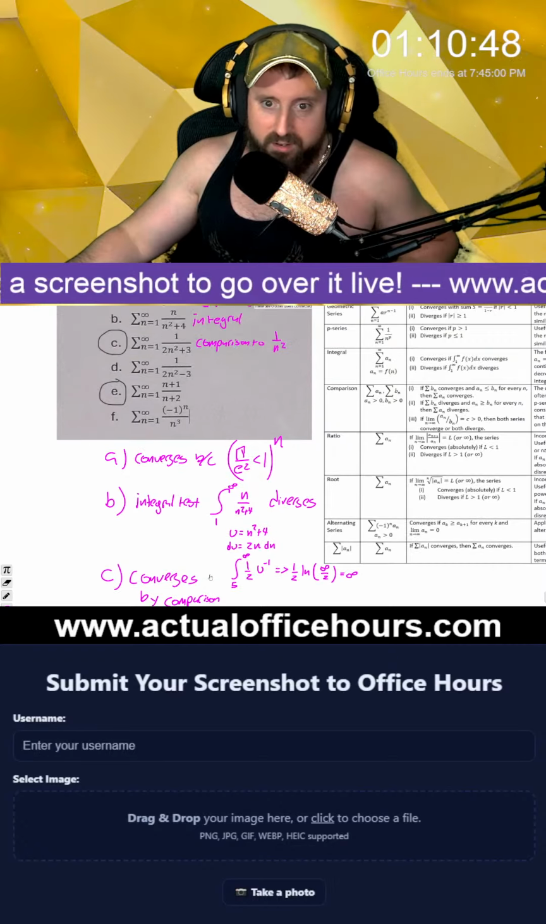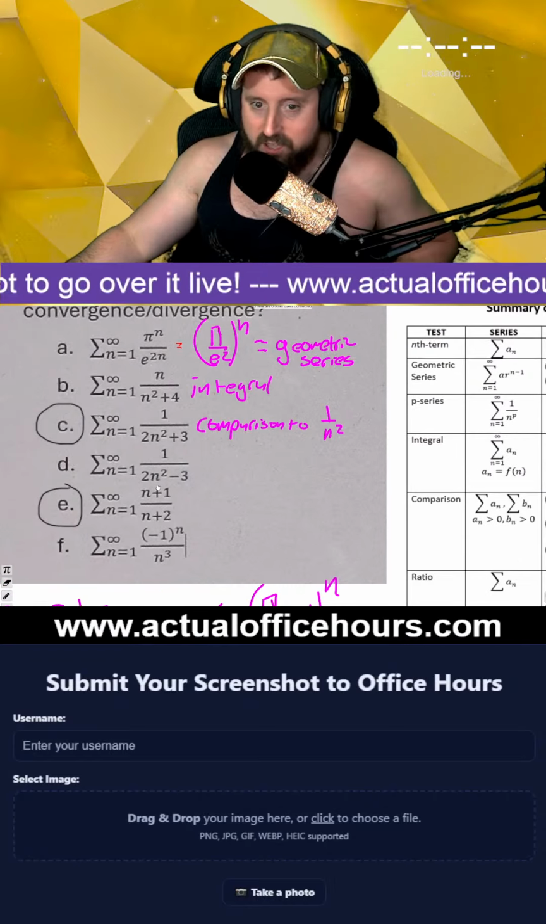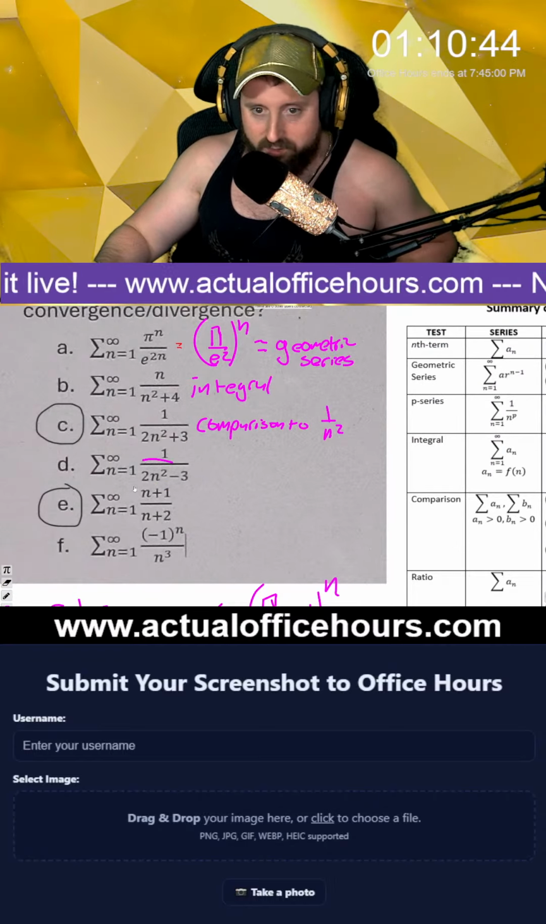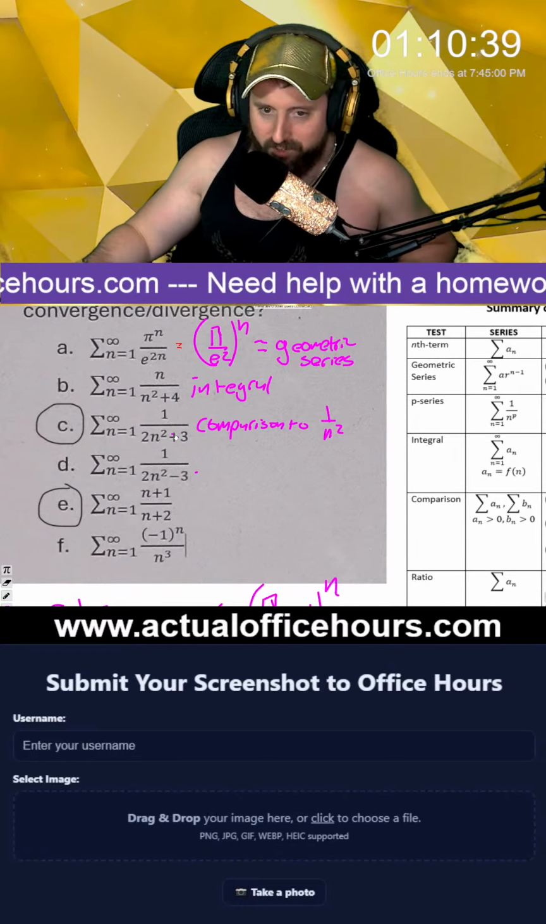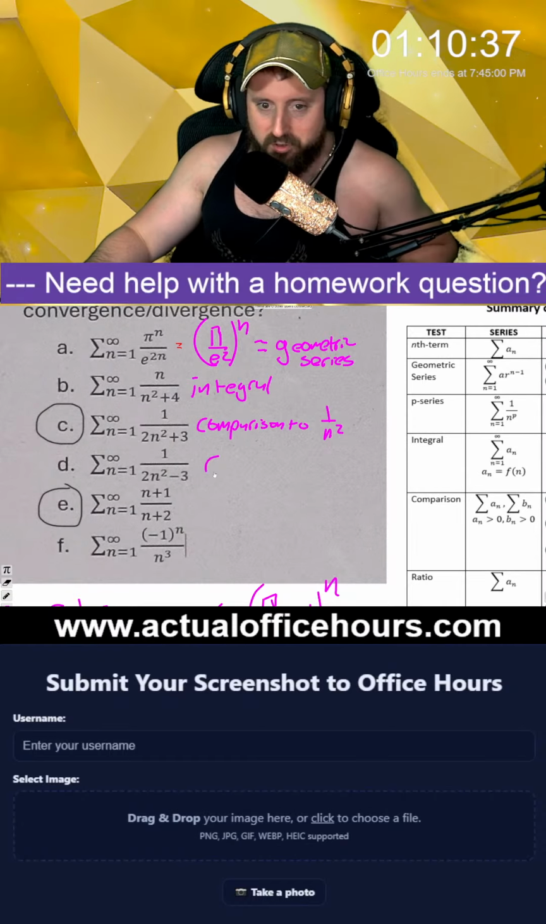1 over n squared. Okay. I think you say the same thing about this. The plus 3 and the minus 3 doesn't really matter. You don't really care about the minus 3. So this is also a comparison.